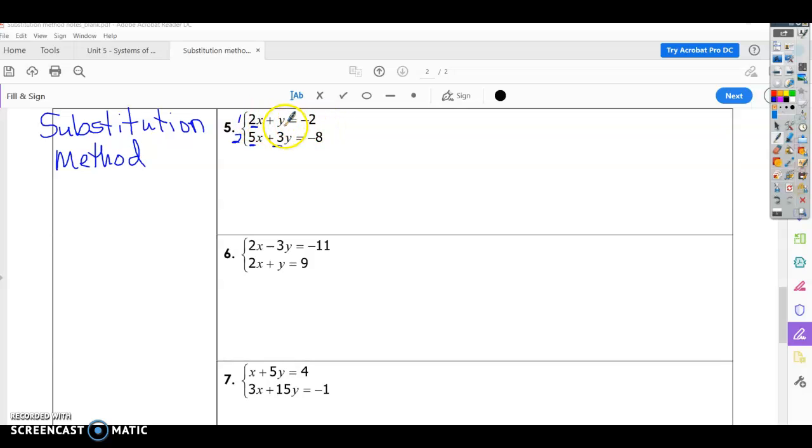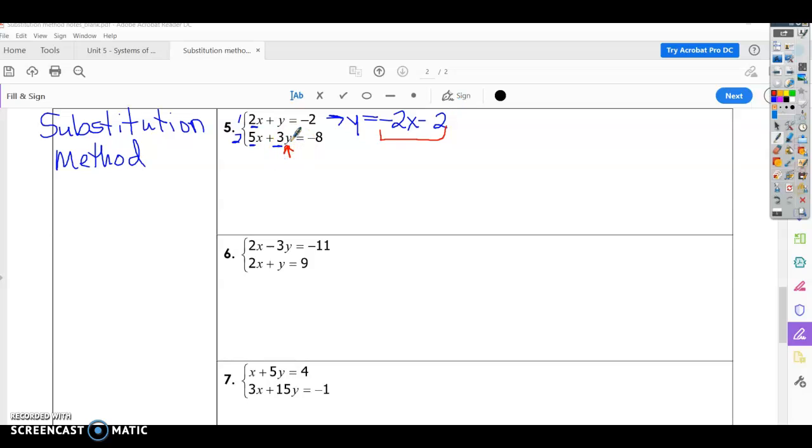I can do that very simply by subtracting 2x to the other side. So I'm going to rewrite this as y equals minus 2x minus 2. All right, so again, I just used the subtraction property to subtract 2x from both sides of my equation. Now once I do that, y is equal to negative 2x minus 2.